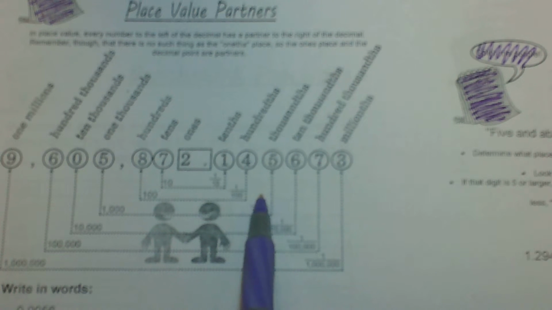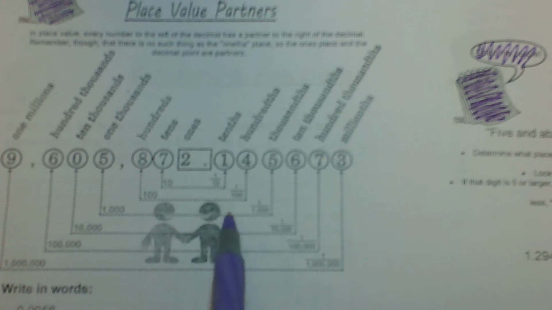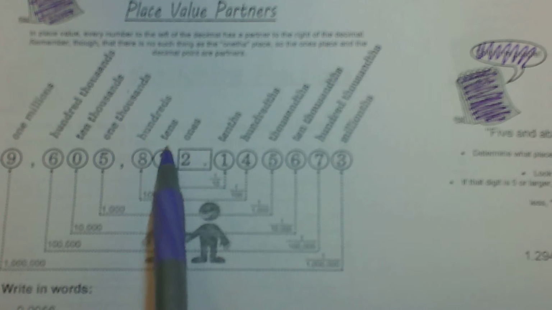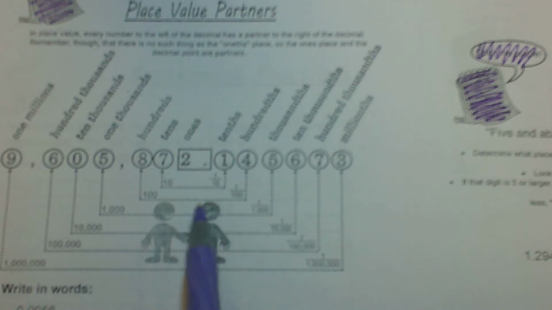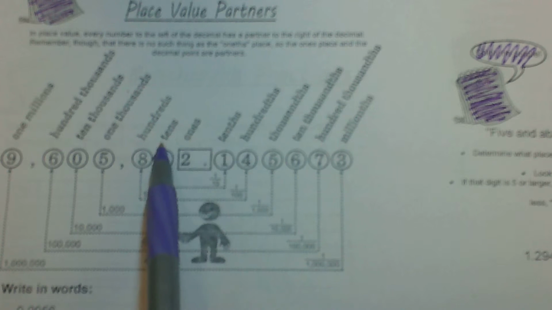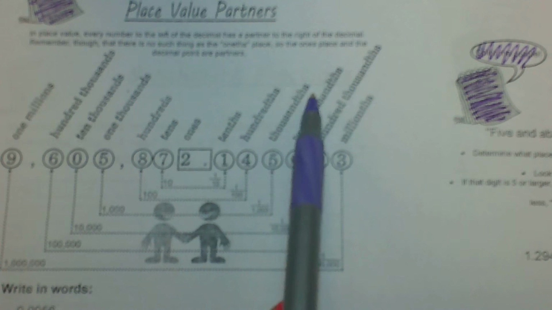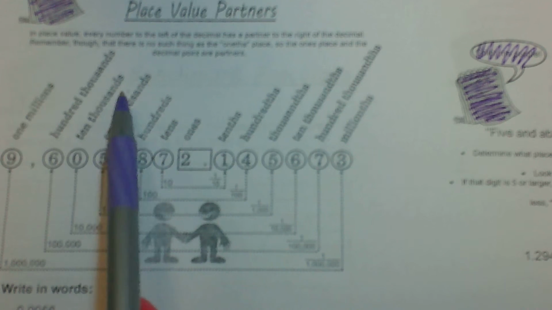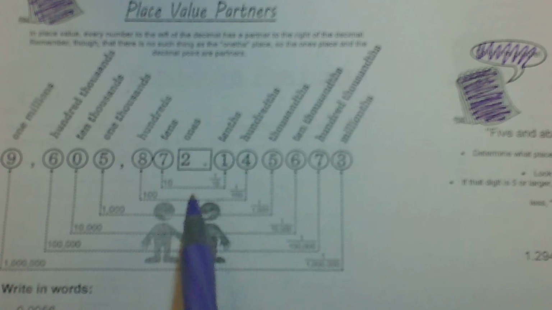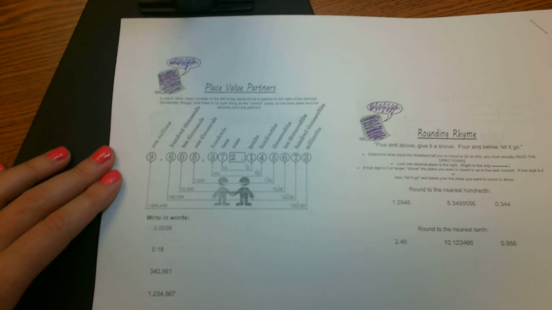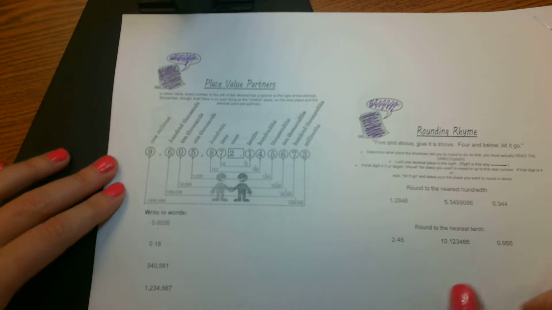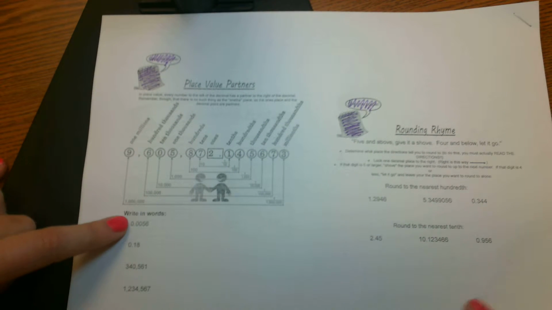So it's really pretty easy to remember as long as you know that each place to the left of the box here has a partner one place to the right. Tens and tenths, hundreds and hundredths, thousands and thousandths, ten thousands and ten thousandths. So we got some little guys here just to remind you that everybody has a partner. So we're going to do a couple of examples. We're going to write these numbers out in words. Our first example is this number here.